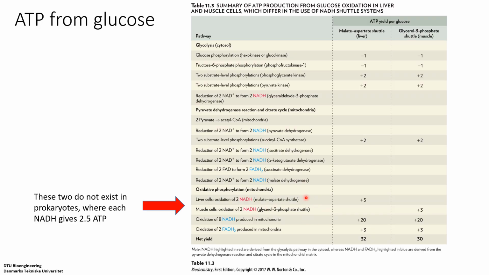These are of course not present in prokaryotes, and in most eukaryotes these are also not present. Most eukaryotes just have the glycerol 3-phosphate shuttle active, and very few use the malate aspartate shuttle. So there's a difference here between the different eukaryote cells. But prokaryotes don't need this, so they basically just have these 5 in total instead of having this loss of 2.